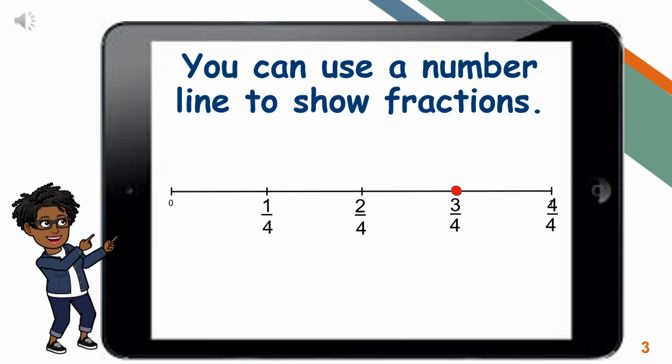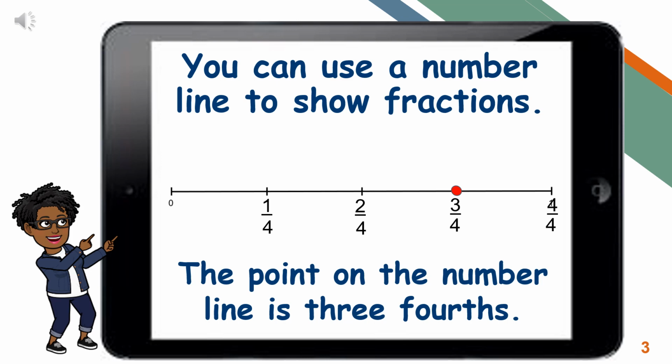Notice that this is also the point on the number line that represents one whole. Anytime the numerator and denominator of a fraction are the same, it is equal to 1 or 1 whole. So the point on the number line is at 3/4.